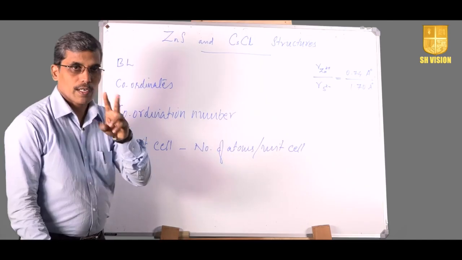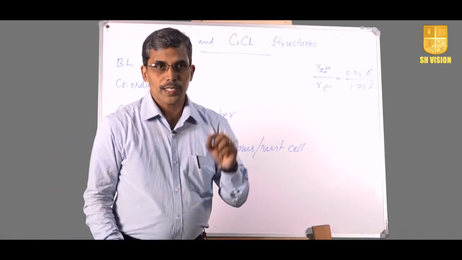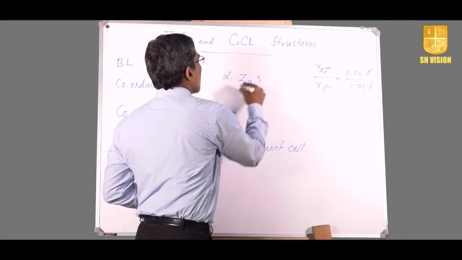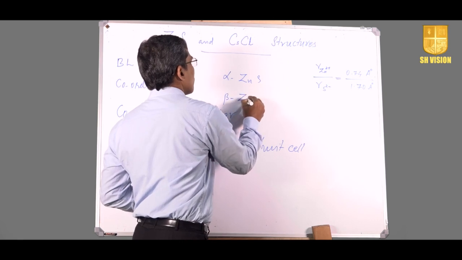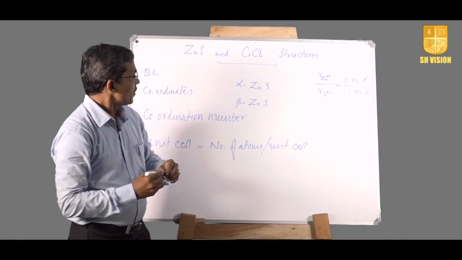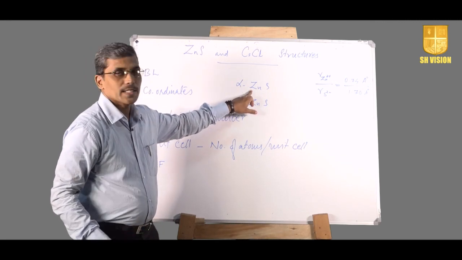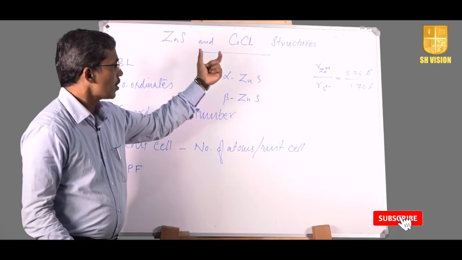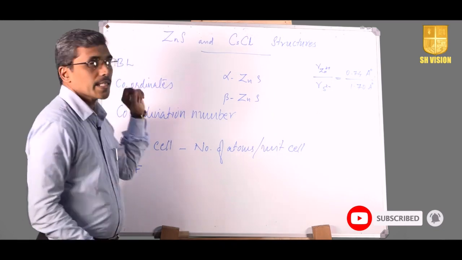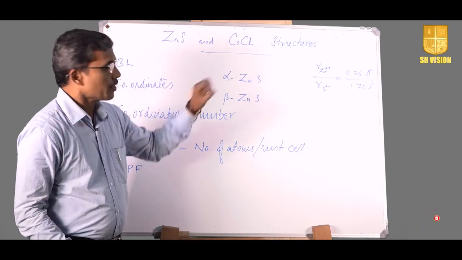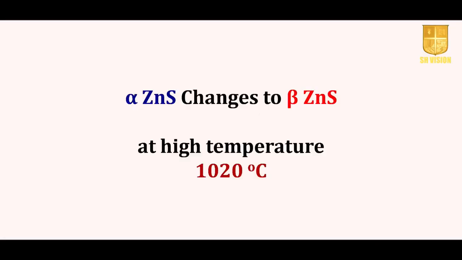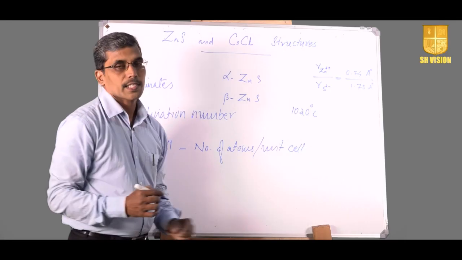So zinc sulfide occurs in two different forms, one alpha zinc sulfide and the other is beta zinc sulfide. This alpha zinc sulfide is also known as zinc blende structure or sphalerite structure. It adopts a face-centered cubic Bravais lattice, so it's a cubic variant, and at higher temperature, maybe above 1020 degrees Celsius or more, this alpha zinc sulfide changes to beta zinc sulfide.